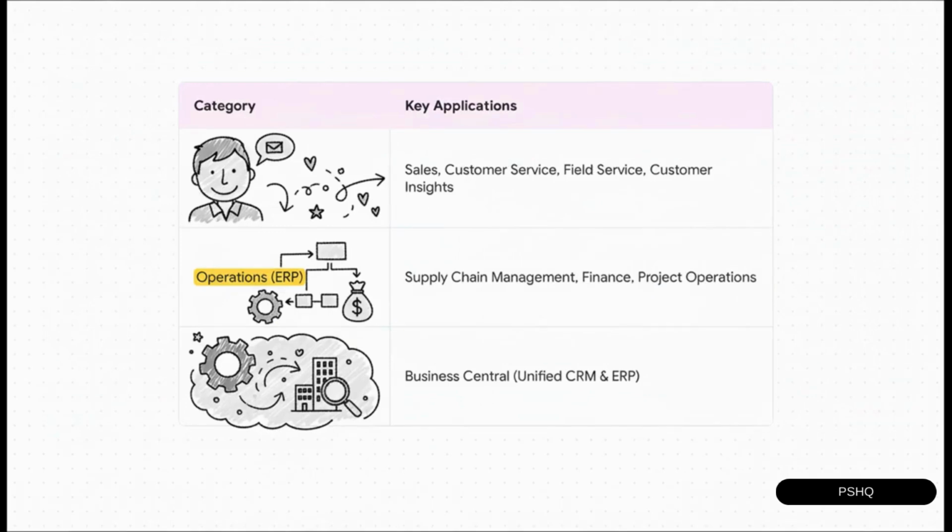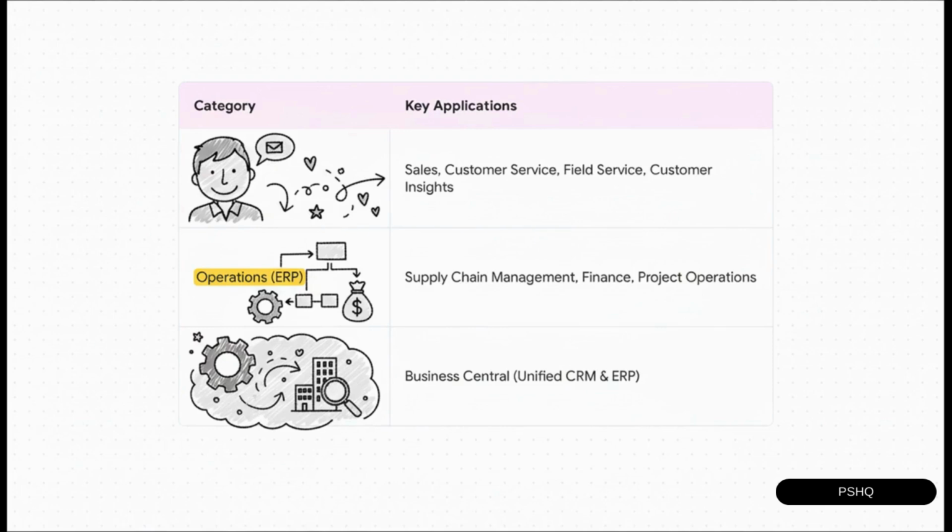Now, if we drill down a little bit, you can see the specific apps. Under that customer experience umbrella, you've got the usual suspects like sales and customer service. On the operations side, you get these really powerful tools for things like supply chain management and finance. Oh, and it's definitely worth pointing out Business Central. That one's built specifically for small to medium-sized businesses and kind of packages the whole CRM and ERP shebang into one unified solution.